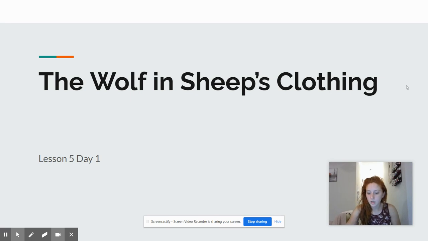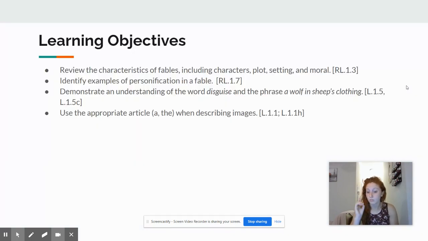All right, so at the end of these 2 days, at the end of tomorrow, we will have been able to review the characteristics of fables, including plot, characters, setting, and moral. Remember, our moral is the lesson. Identify examples of personification in a fable. Remember, personification is when animals act like people. And define and use the word disguise, and then also the phrase a wolf in sheep's clothing.